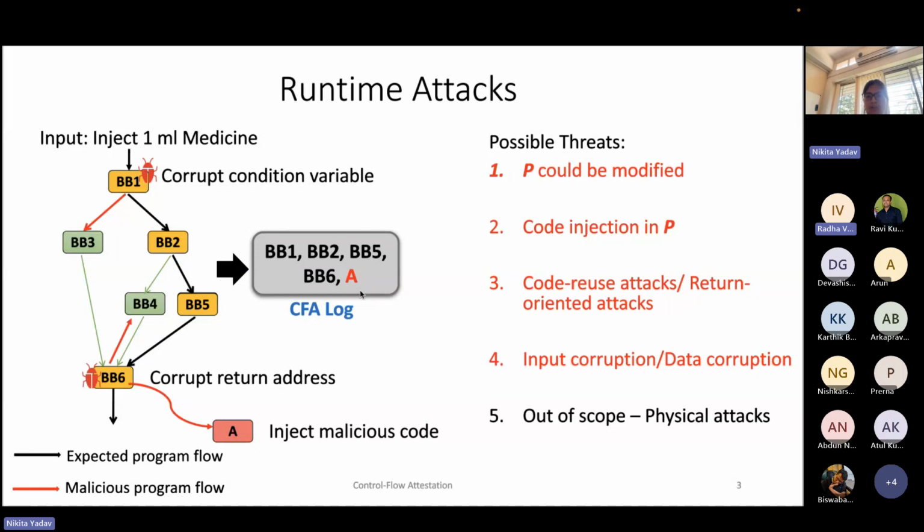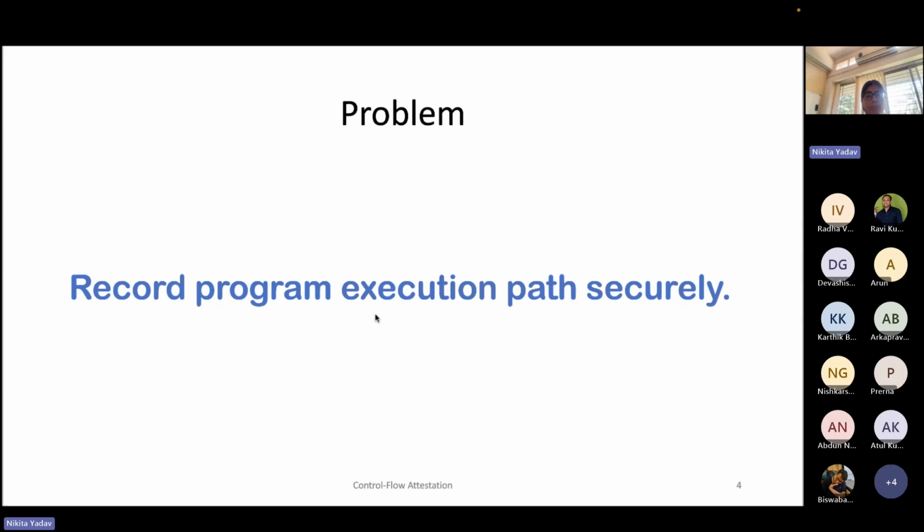And when this CFA log is verified by the verifier, then the verifier will be able to detect that a new code sequence was executed, which is not part of the valid code sequence. So in control flow attestation work here, the problem that we are trying to solve is to record the program execution path securely, which has these two parts.